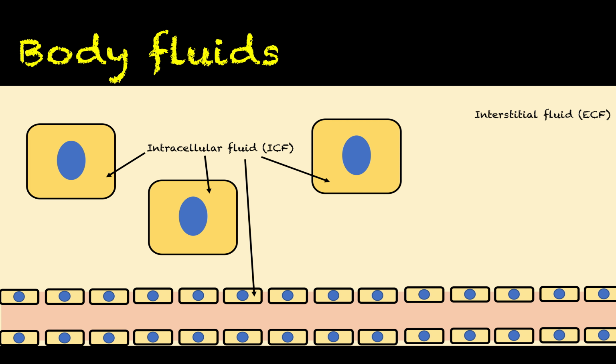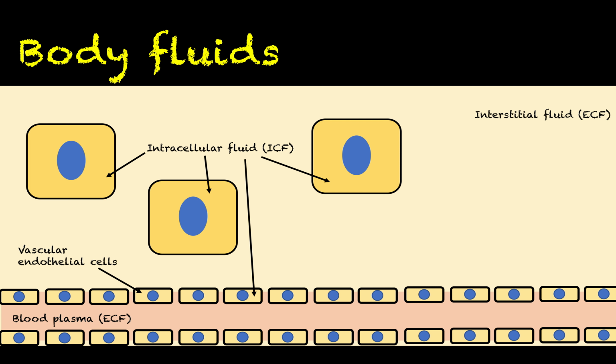And then you have two different types of what we call extracellular fluid, fluid found outside of the cells. First, you have what we call the interstitial fluid, which is a type of extracellular fluid that basically bathes and surrounds all of the cells of the body. And then you have another kind of extracellular fluid, which is the blood plasma. Blood plasma is distinct from interstitial fluid because blood plasma is obviously contained within blood vessels.